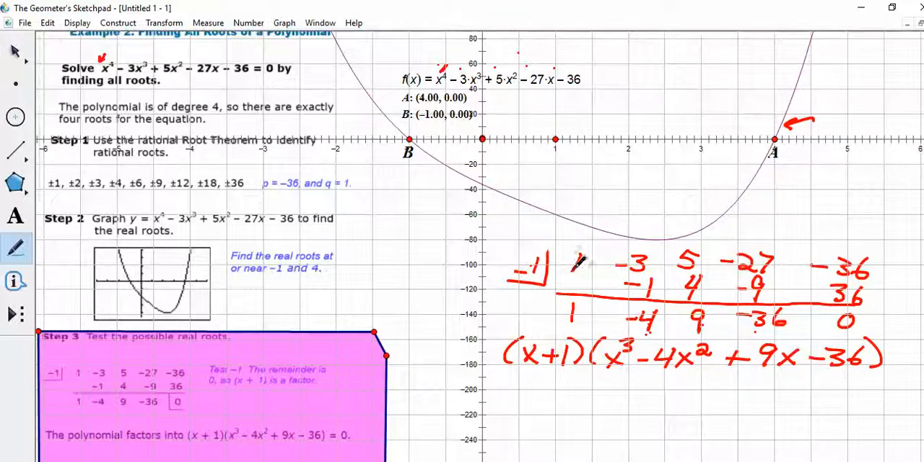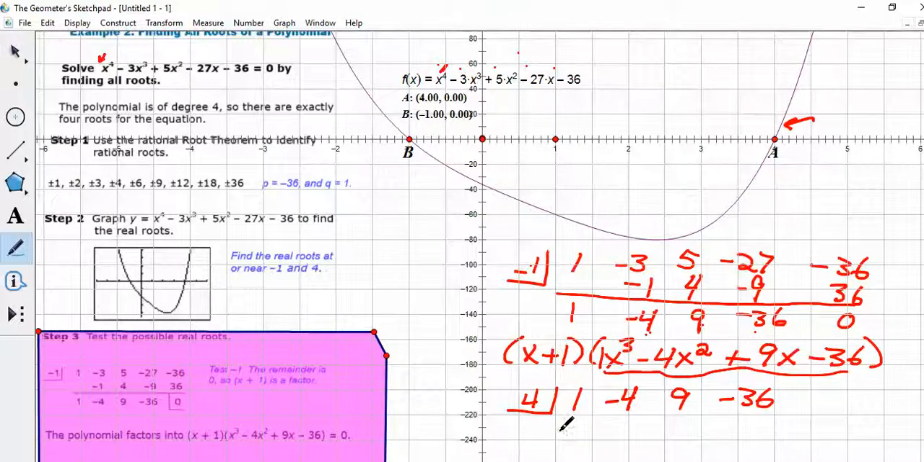I could go back and test 4 into the original function with synthetic division, but it would make more sense to check it with this remaining cubic function, this remaining x to the third minus 4x squared plus 9x minus 36. So I'm going to put 4 here, and then the coefficients of this part. So 1, because there's no number in it, that could be a 1, -4, 9, and -36.